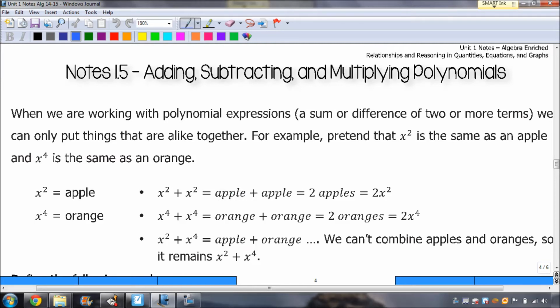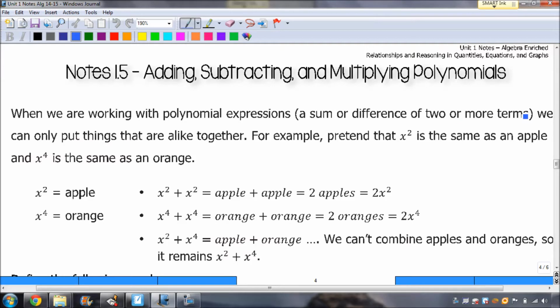Notes 1.5 are about adding, subtracting, and multiplying polynomials. So let's take a look at what's written on the top of your notes. It says when we are working with polynomial expressions, a sum or difference of two or more terms. Okay, so that's what a polynomial expression is.